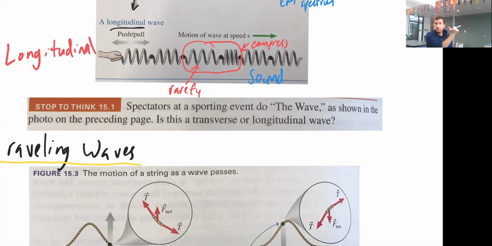So the wave was going sideways. The energy was going sideways. The person went up and down. So they moved perpendicular to the direction of the wave speed. And because of that, the sports stadium wave is a transverse wave. It is perpendicular, right? It's going this way, but then the people are going up and down.